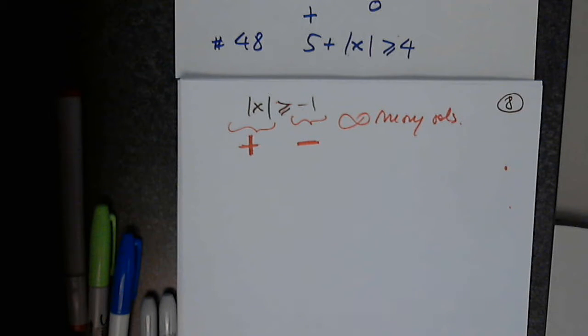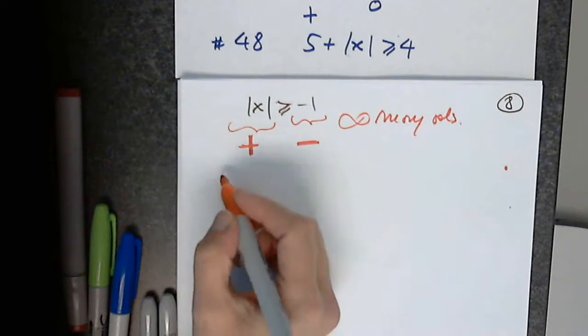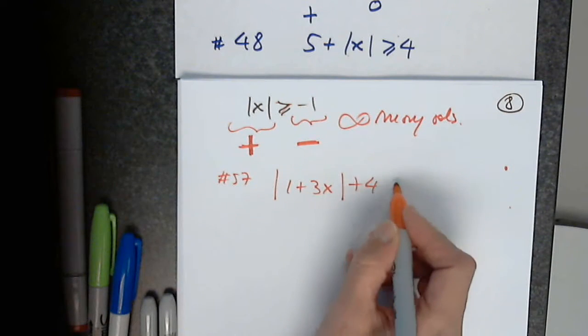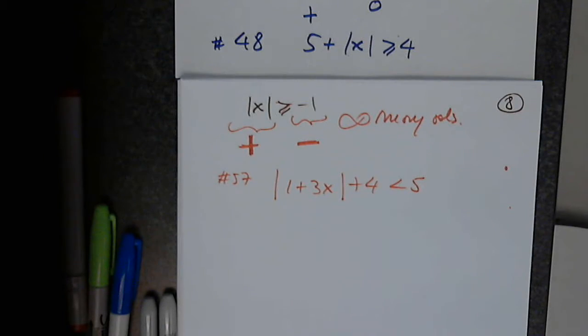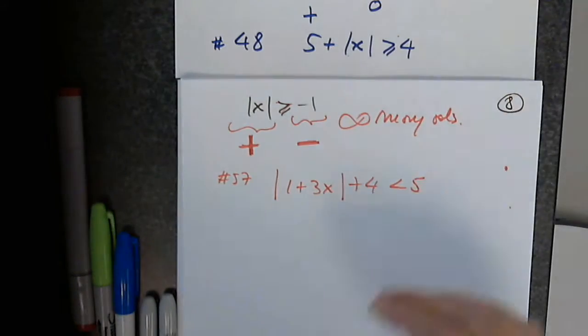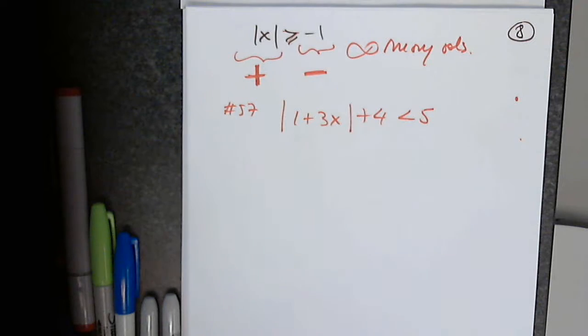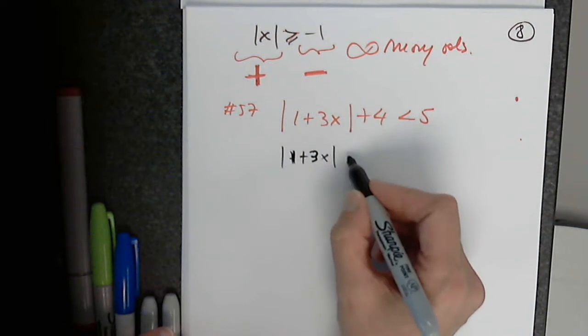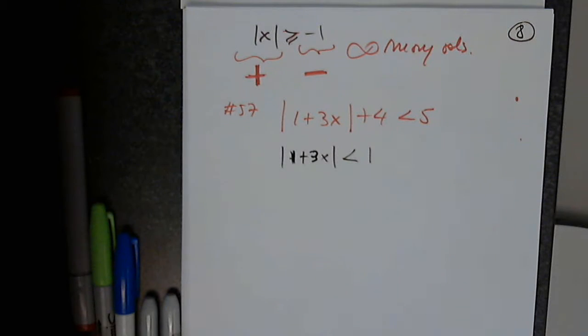Okay, let's also look at this, number 57: the absolute value of 1 plus 3x, plus 4, less than 5. So what do you think we should do now? I claim that it's not cleaned up. Yes, 1 plus 3x in absolute value is less than 1. It's completely cleaned up, and now I have to think before I decide what to do. I know there are only two options, and I'm happy they're not 15. Yes, so it's this, not this.